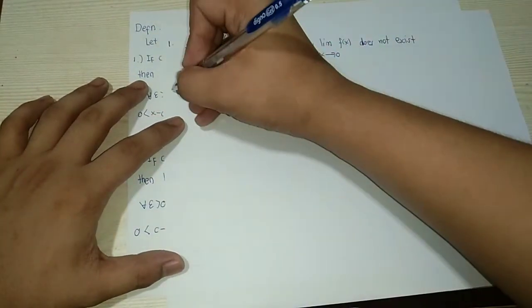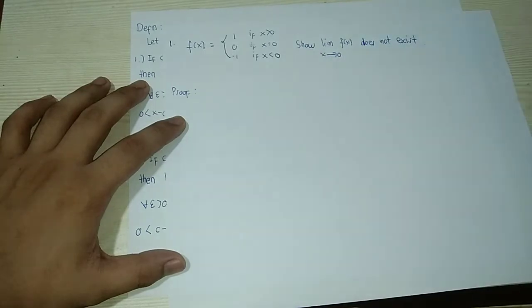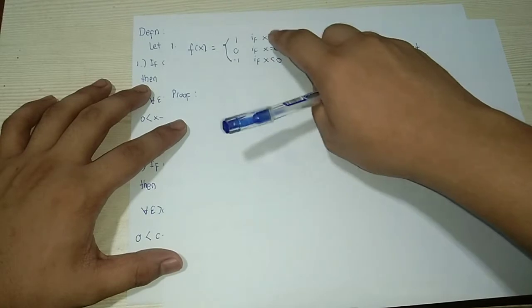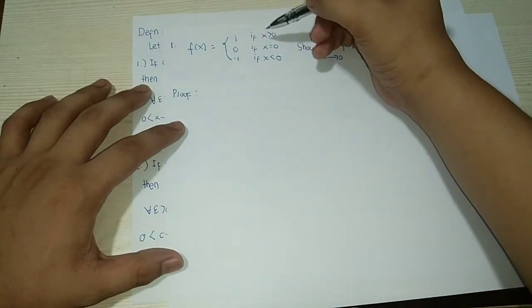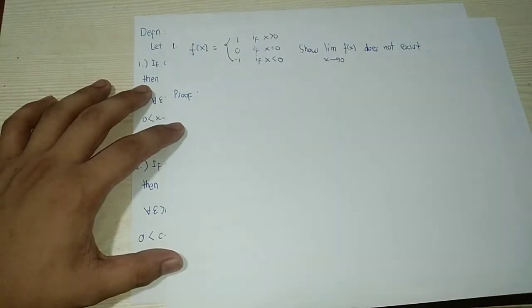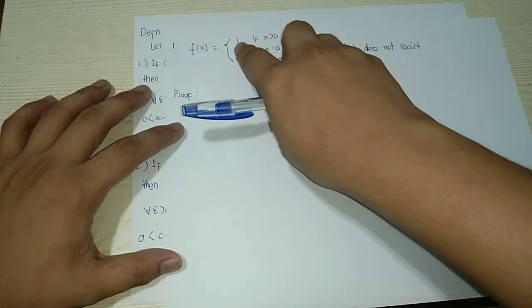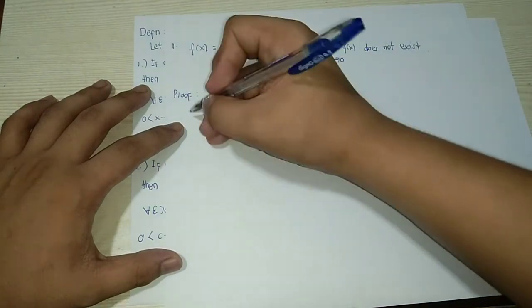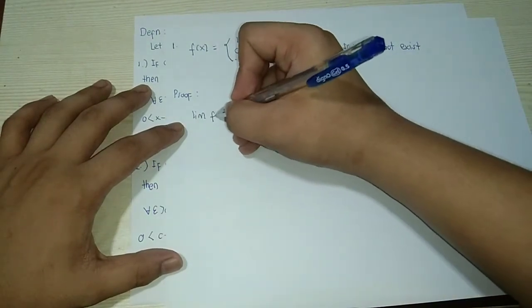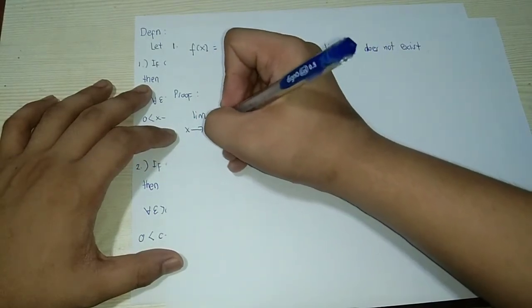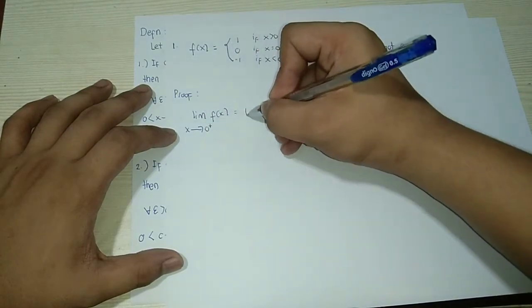So for our proof, we notice that when we take the x values on the right side of 0, those values are positive, and the value of f(x) there will always be positive 1. So that means the limit of f(x) as x approaches 0 from the right is equal to 1.